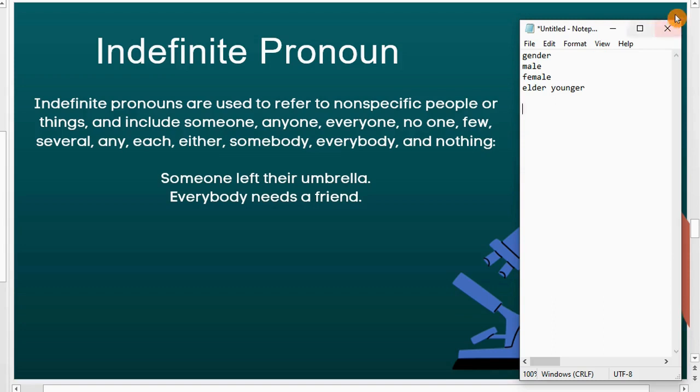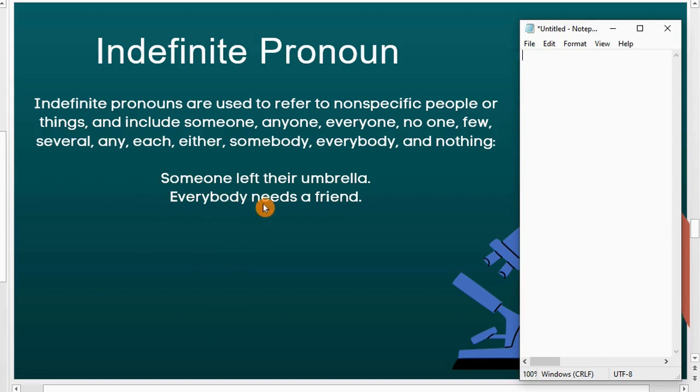We don't know about any kind of gender or people, which kind of people are there, which kind of profession. So we don't know which kind of people are in this. We only say someone left their umbrella. Everybody needs a friend. We are not highlighting here who needs. There is no name. Instead of a name, we use someone, everybody.